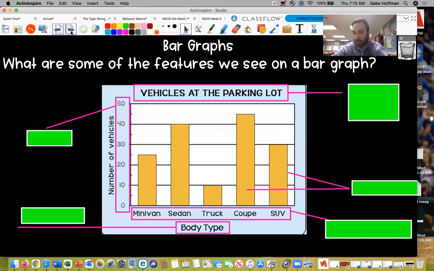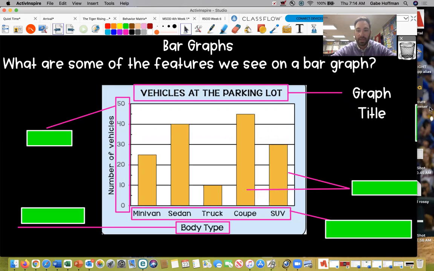So let's talk about the parts of a bar graph. In general, every graph is going to need a title, right? It's this part up here, vehicles at the parking lot. The title is just a little section that shows us, hey, this is what this graph is all about.